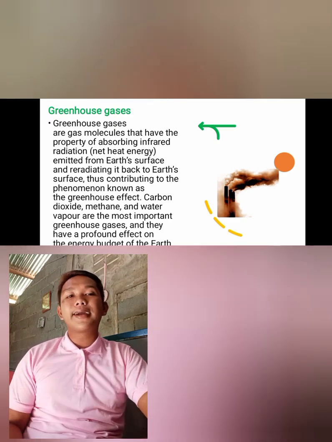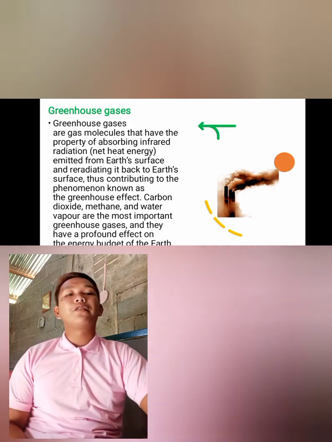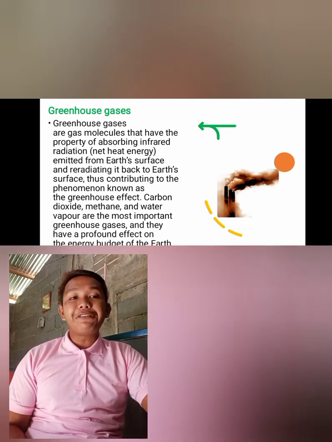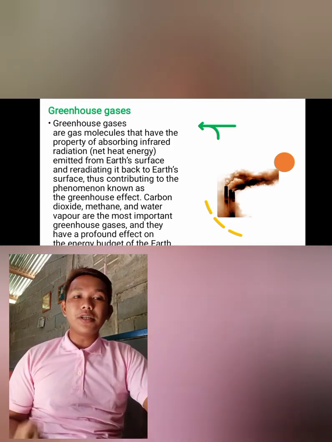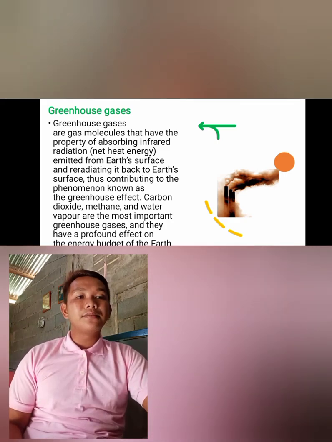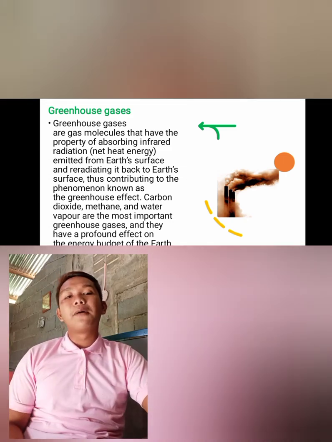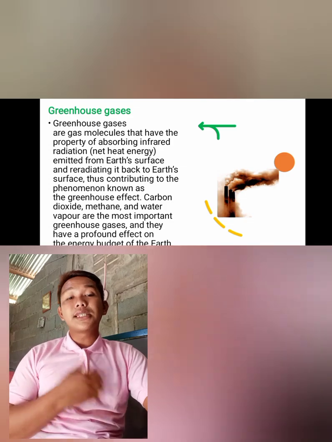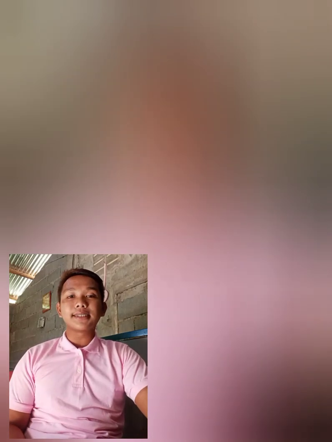The next one is greenhouse gases. Greenhouse gases are gas molecules that have the property of absorbing infrared radiation, or net heat energy, emitted from Earth's surface and radiating it back to the Earth's surface. This contributes to the phenomenon known as the greenhouse effect. Carbon dioxide, methane, and water vapor are the most important greenhouse gases. And they have a profound effect on the energy budget of the Earth system, despite making up only a fraction of all atmospheric gases.